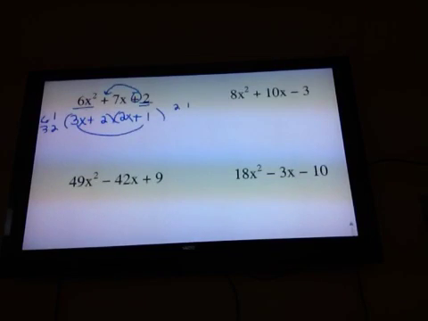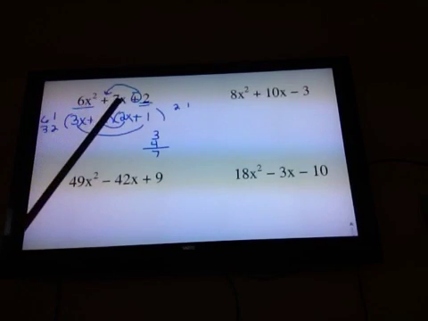Outer times outer, positive 3 times positive 1 is 3. Inner times inner, positive 2 times positive 2 is positive 4. Add those together, and yes, indeed, I get my 7.